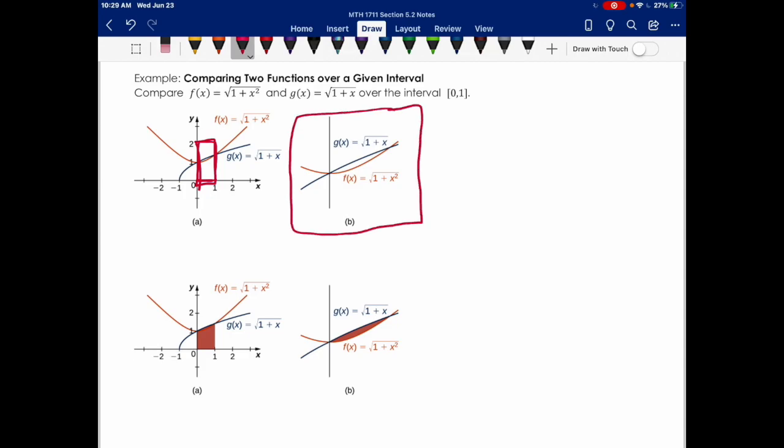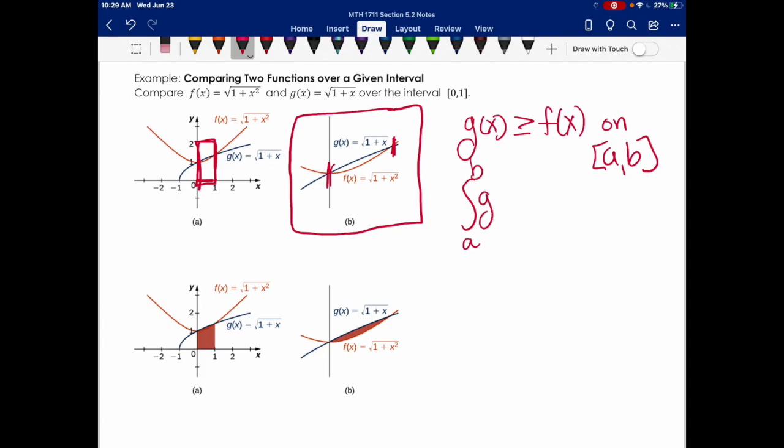So if we zoom in, that would be in the picture B. If we zoom in, we can see that g of x is above f of x on the interval from 0 to 1. Here's 0, here's 1. So that means g of x is greater than or equal to f of x on the interval a to b. So what that tells us is that the area under the curve for g of x from a to b is going to be greater than the area under the curve of f of x from a to b.